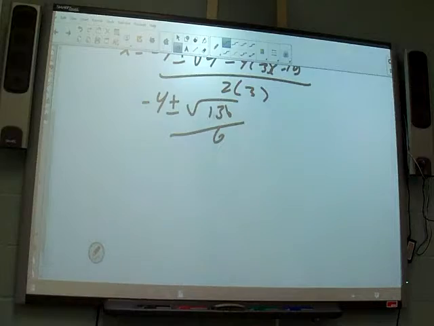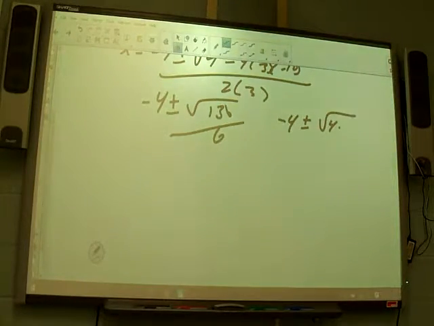7 squared, 49, no. 6 squared, 36, no. 5 squared, 25, no. 4 squared, 16. Anybody check 16? It didn't work, okay. 3 squared, 9. 2 squared, 4. So 4, I believe, was what y'all found that worked. So that would be 4 times what?